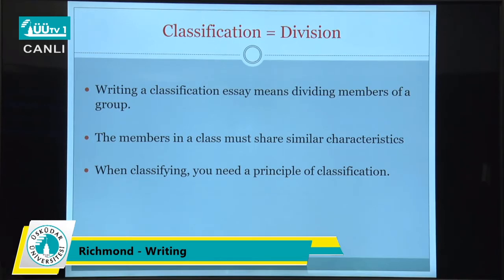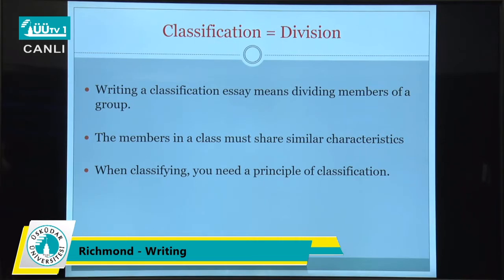Classification can mean division. Writing a classification essay means dividing members of a group. The members in a class must share similar characteristics. This is a really important point. When we are doing the classification, we need to have a principle.